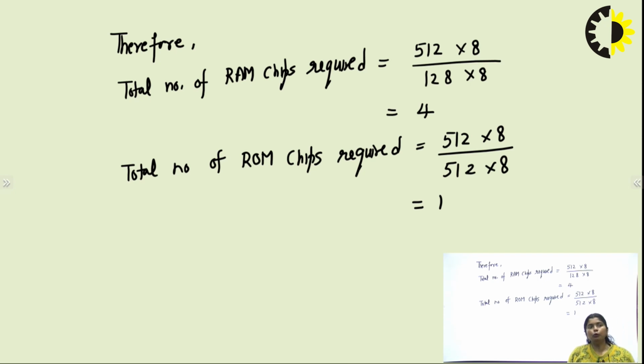Again, the total number of ROM chips required. The total capacity of the ROM is what? It is 1024 cross 8 divided by 2, that is 512 cross 8, and the single ROM capacity is 512 cross 8. That's why here 1 ROM chip is required.